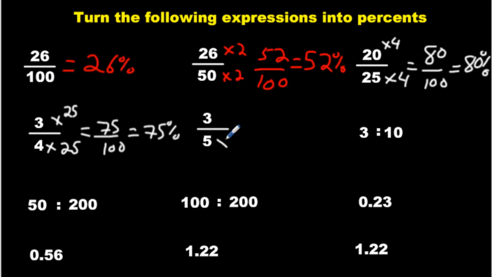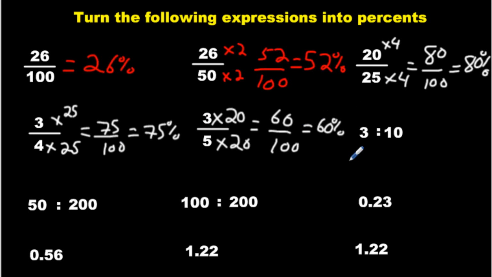75%. Let's multiply this now. We got to change it to 100. That's going to be 20 times. And times this by 20, you're going to get 60 out of 100, which is 60%. You need to be comfortable turning numbers into hundreds. The 4s, the 5s, the 25s, those need to be very quick. You don't want to waste time on a calculator.